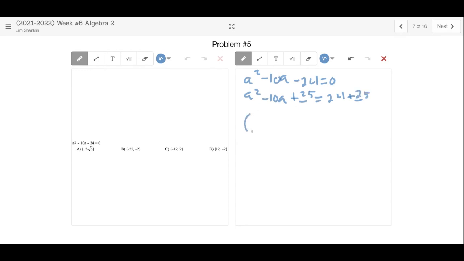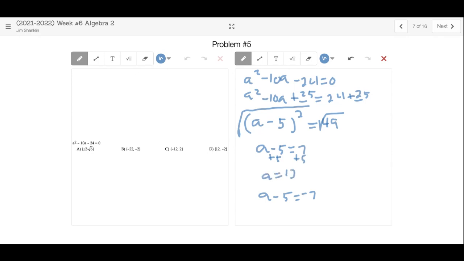Okay. Now, when I factor this, there's a minus sign here, so it's going to factor to a minus 5 squared is equal to 24 plus 25, which is 49, which is awfully nice because that's a perfect square. Now I have it where I can take the square root of both sides. So I end up with a minus 5 is equal to 7, or a minus 5 is equal to negative 7. I'm going to add 5 to both sides.